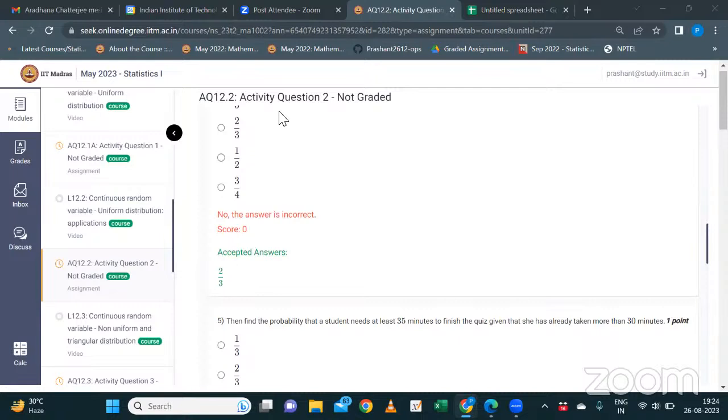So what is the meaning? How will you write this in mathematical notation? Probability that X is greater than or equal to 35. It's a simple thing, just write down the things in mathematical notation. What it says is the probability that a student needs at least 35 minutes.